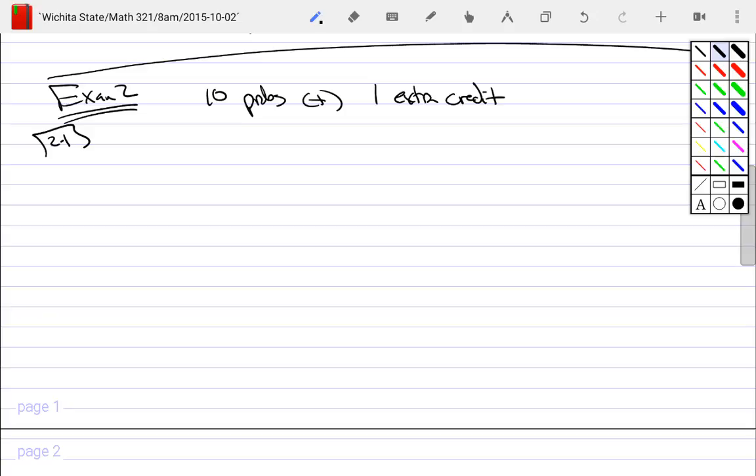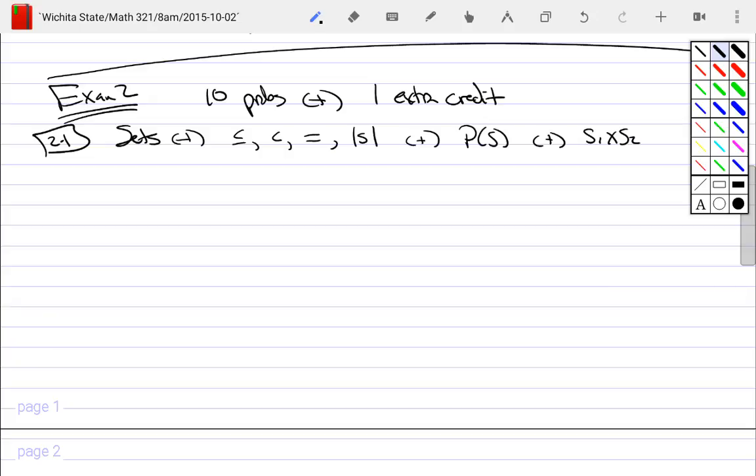For 2.1, we had sets, and we had the idea of the comparisons, which was subset, proper subset, equal, and the cardinality of a set. The other thing that we talked about was the power set. The other thing that we talked about was set 1 cross set 2, the cross product. So that was the introduction plus the visualization.